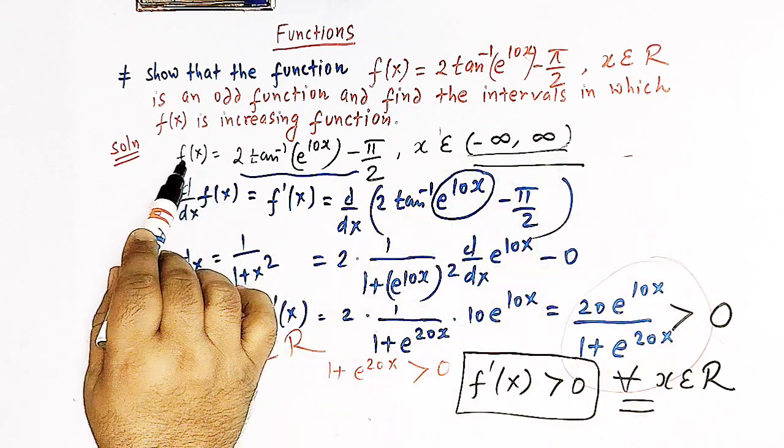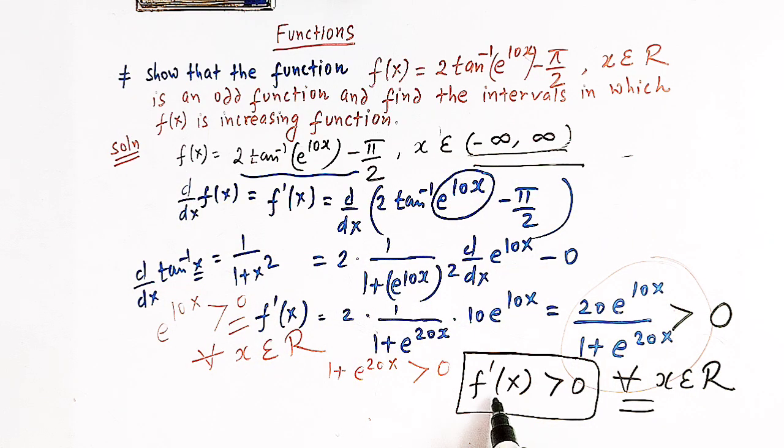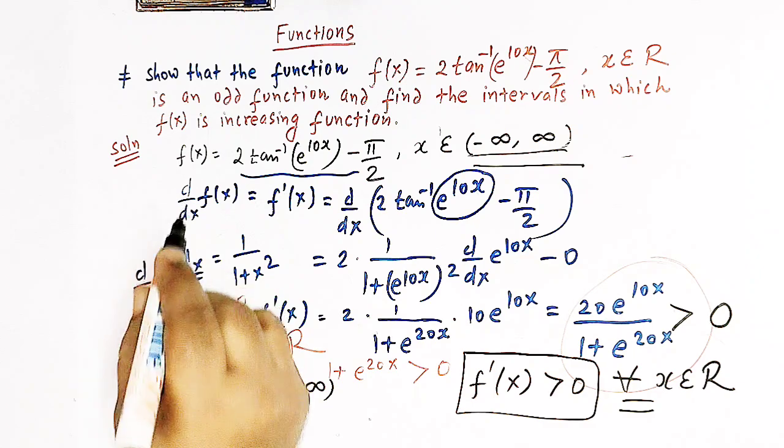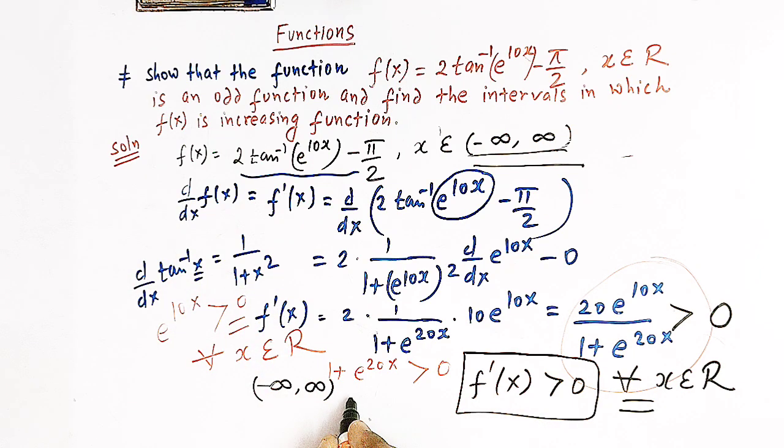right? So this function f of x is a strictly increasing function in the interval that is from minus infinity to plus infinity, which can also be written as f of x is strictly increasing for all values of x belonging to the set of real numbers, right?